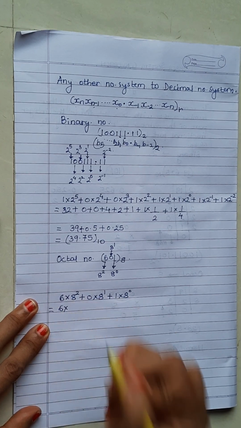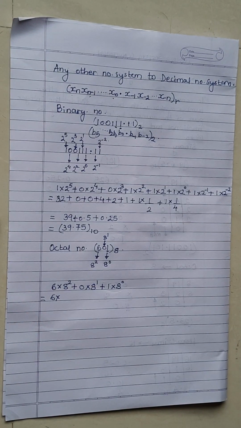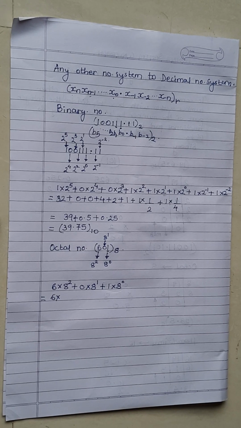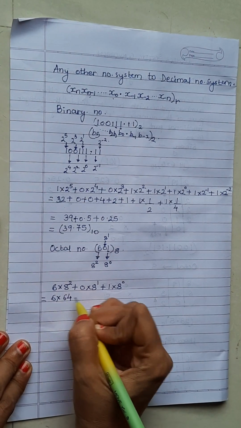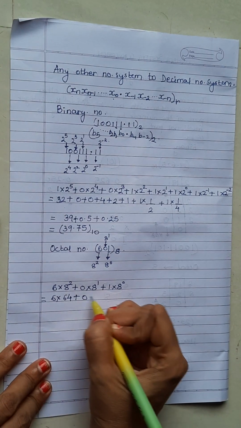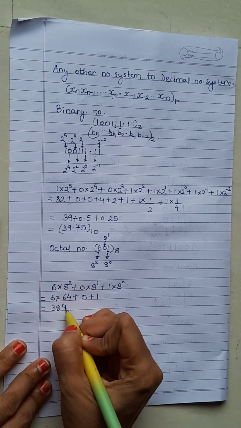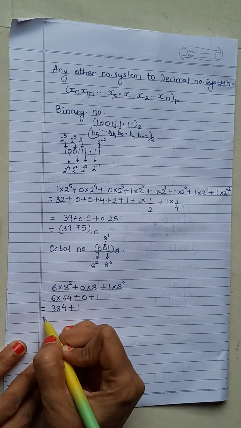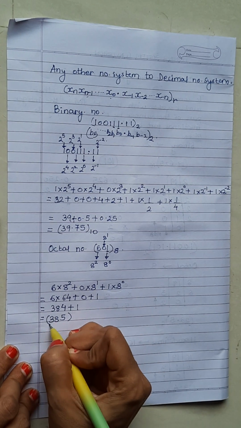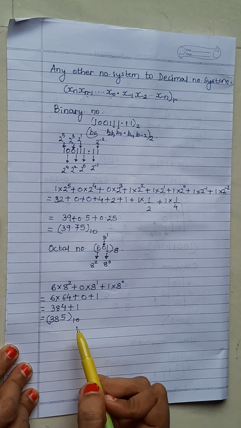So 6 into 8 raised to 2, which is 64, is 384, plus 0, plus 1. So this is 384 plus 1, that is 385 in decimal. So this is how I convert 601 in octal to 385 in decimal.